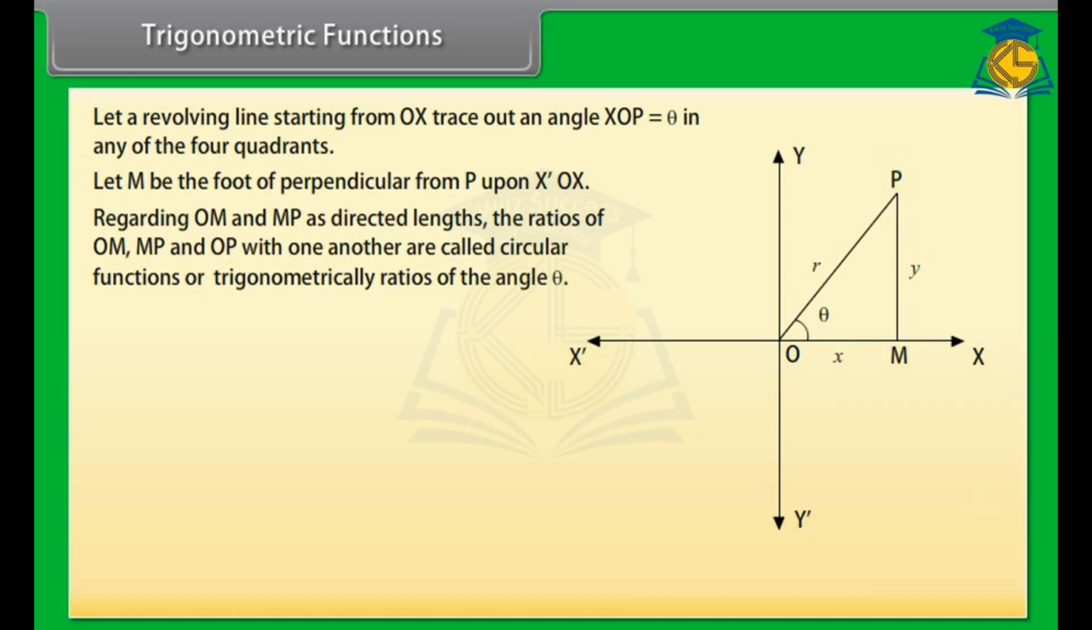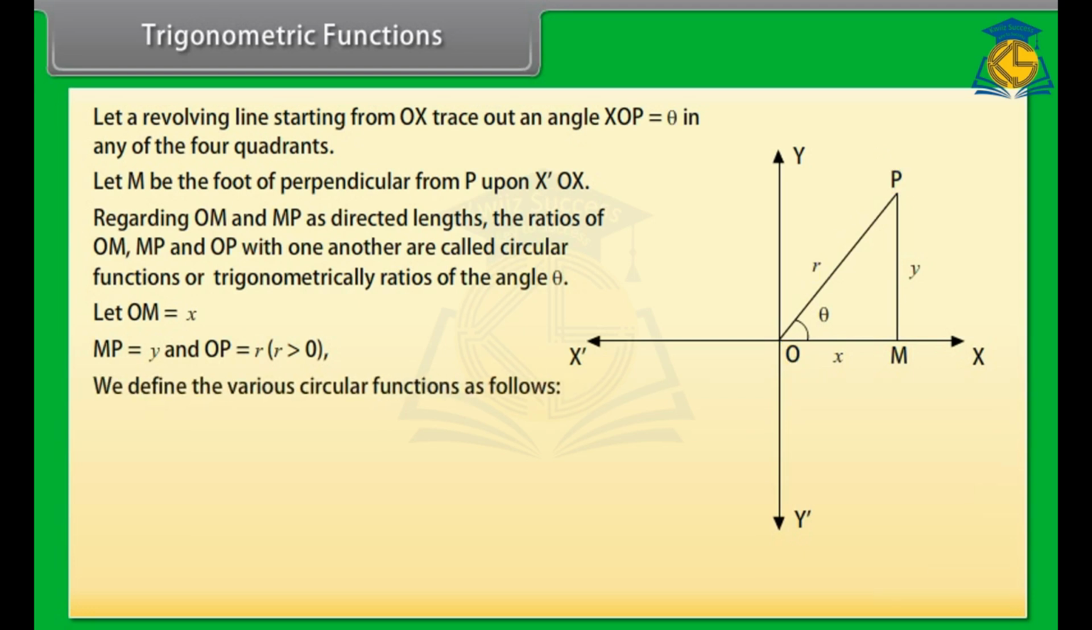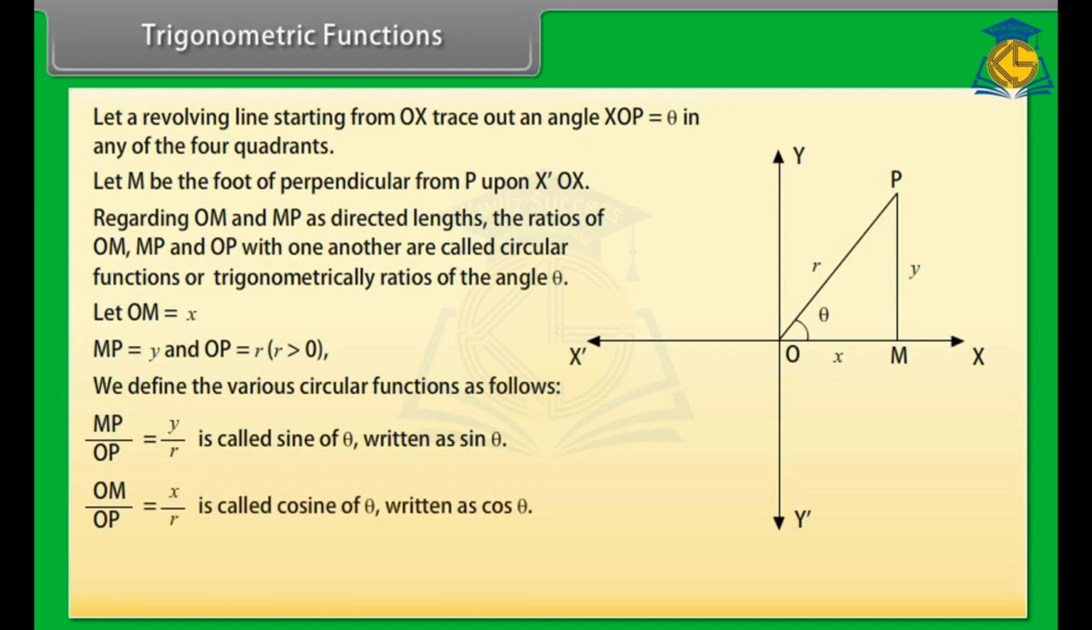The ratio of OM, MP and OP with one another are called circular functions or trigonometric ratios of the angle theta. Let OM be equal to x, MP be equal to y and OP be equal to r, where r is greater than 0. We define the various circular functions as follows. MP by OP is equal to y by r, called sine of theta, written as sin theta. OM by OP is equal to x by r, called cosine of theta, written as cos theta.